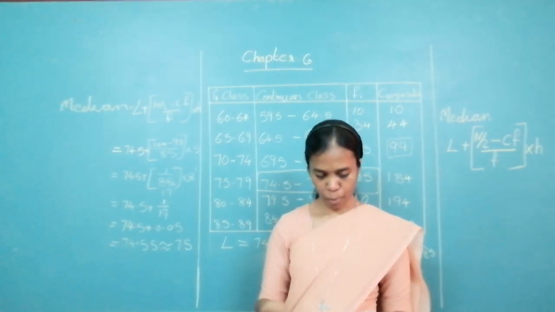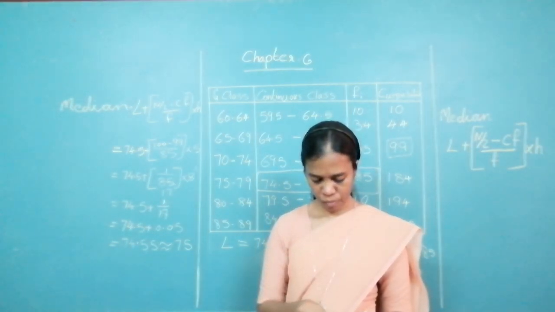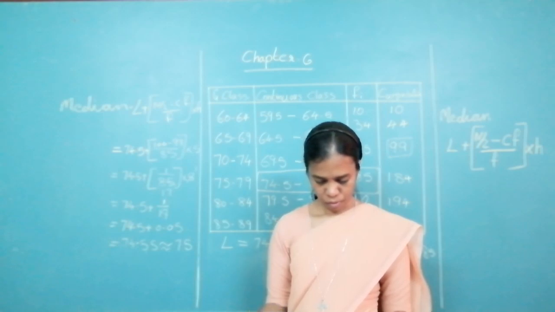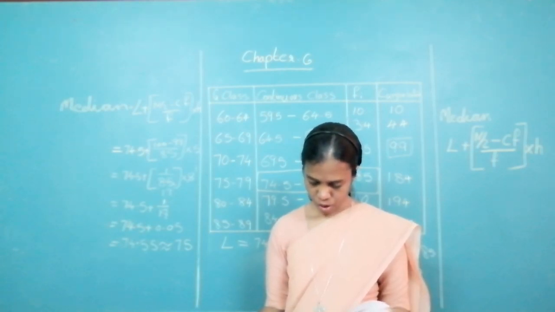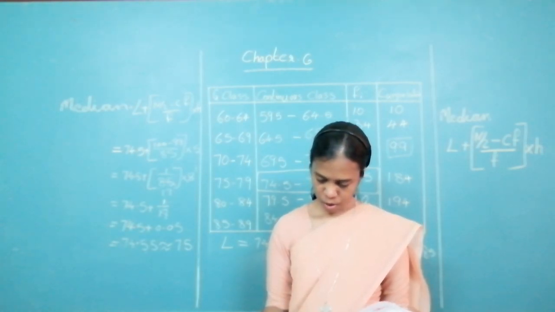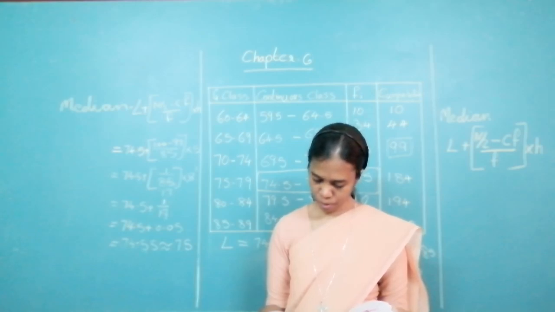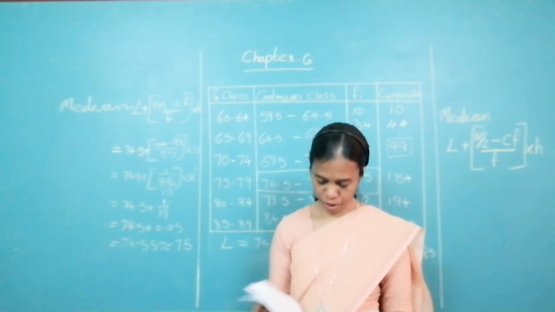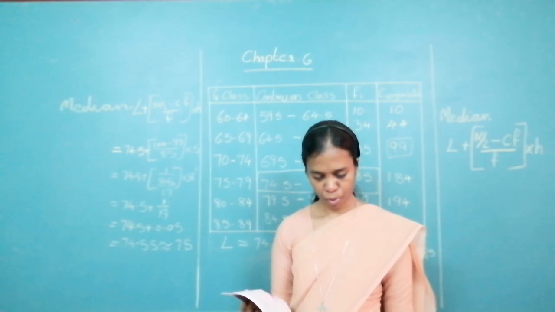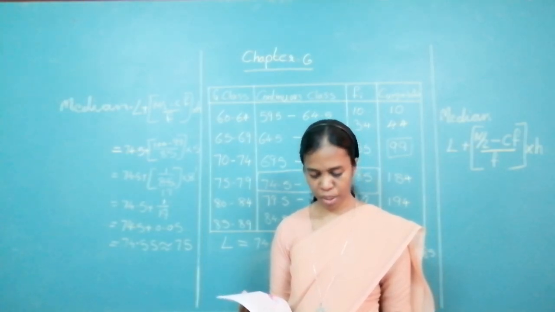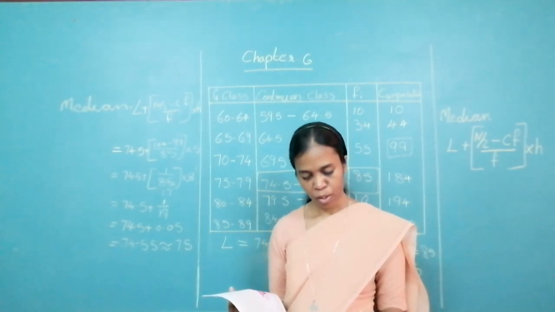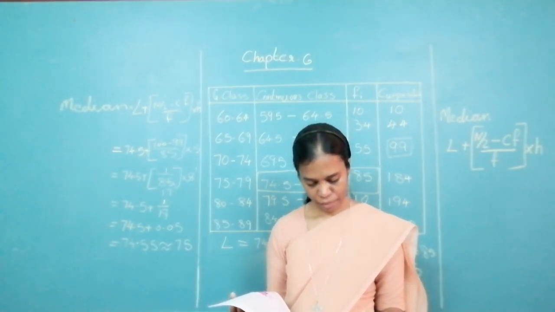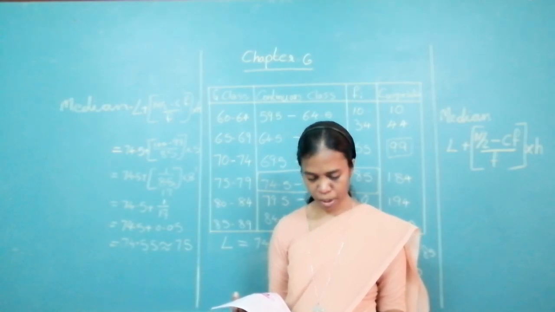Also, please take the problem set. In problem set 6, question number 2 is to find the mean. Question number 3, again to find the mean. Question numbers 4 and 5, again to find the mean. Please use the direct method and find the mean of all these. Question numbers 6 and 7 are to find the median.